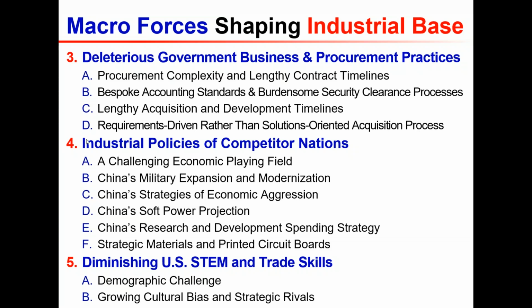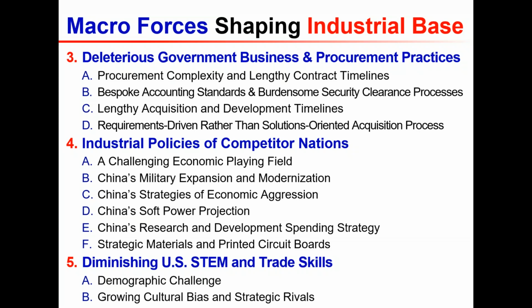Macro force number 4 is the industrial policy of competitor nations, right? In other words, what they're doing. The basic ideas are, first of all, there is a challenging economic playing field. What does that mean? One, we do not have the cheapest workforce. Other countries have cheaper workforces. It becomes difficult for us to be competitive in labor-intensive industries because of the cheaper workforce of other countries. But two, they don't always play fair, in terms of subsidies and tax incentives and tariffs, other things that make it difficult. We can't compete on a level playing field with competitor nations in some cases, right?